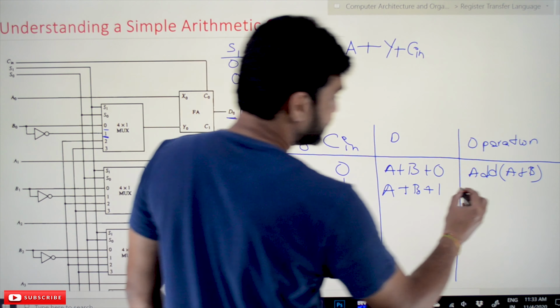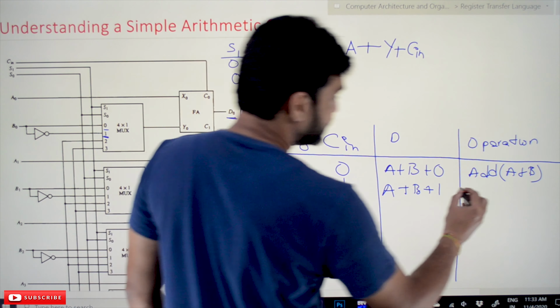Whenever S0, S1 is 0, 1 and the Cin is 0, what is it going to produce? It is going to produce B complement. So the equation is A plus B complement plus 0. A plus B complement is subtract with borrow. The operation done is subtract with borrow.